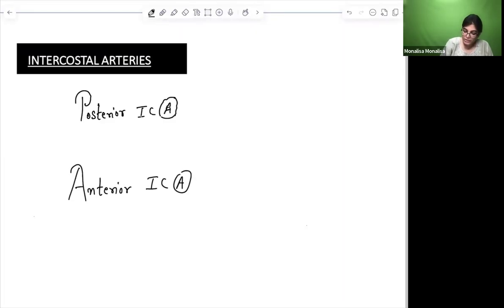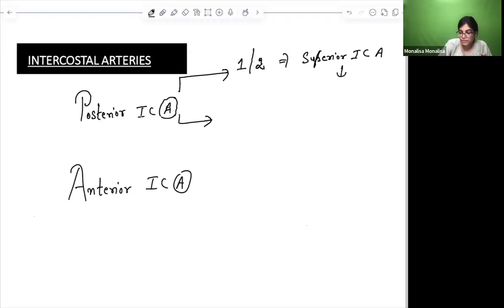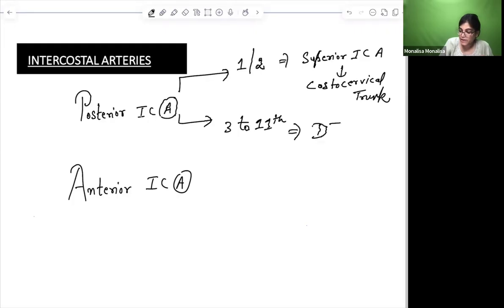Now, posterior intercostal arteries. If I talk about the first and second posterior intercostal arteries, they are branches of the superior intercostal artery, and that is subsequently a branch of the costocervical trunk. And the third to 11th posterior intercostal arteries are directly branches of the DTA.